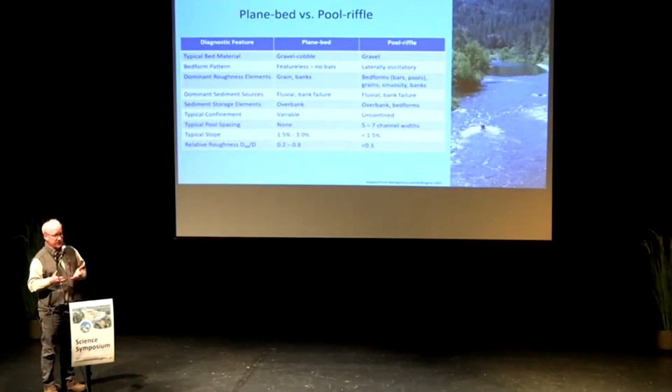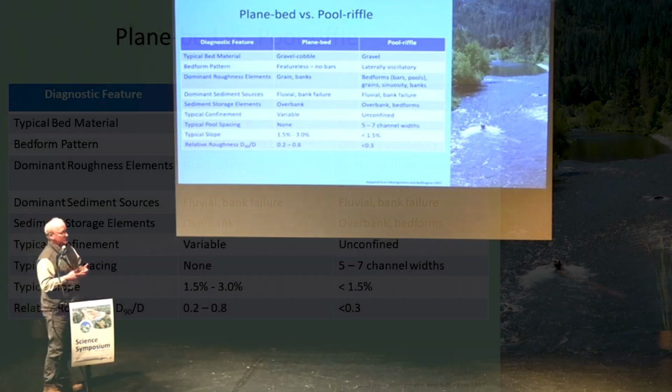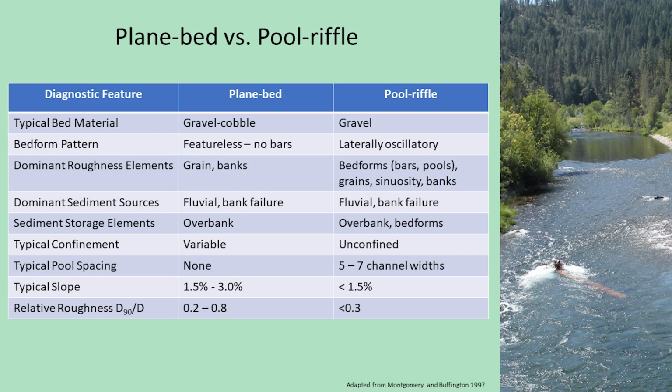So if we compare the typical characteristics of plane beds with pool-riffles, and again, this is from John's work, we find that the plane beds have slightly rougher channels. They tend to have larger sediment on the bottom because they're slightly higher energy systems. There are basically no bars in this system, whereas a pool-riffle system will have lateral oscillations, and those lateral oscillations help form the bars, and those bars and bed forms are actually roughness elements that slow down the flow.